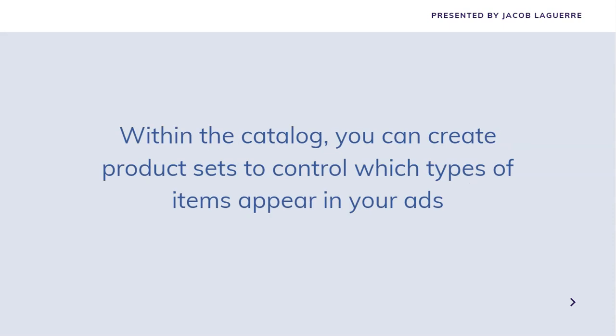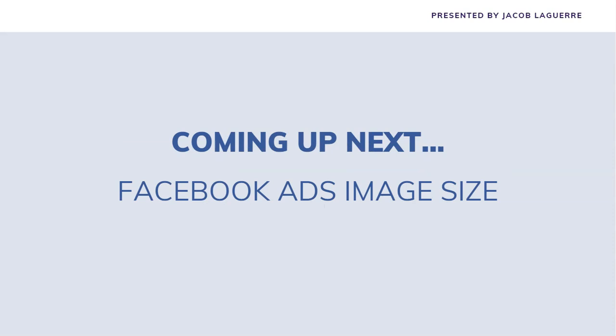Now within the catalog, you want to create products. You can create product sets that control which type of items appear in your ads, because you want to make sure that your product sets have a consistent theme among each one of them. You don't want a product set that has two totally different things, like men's items and children's items, which are just two totally different scenarios. You want to make sure that the items in the product sets you create are related to one another. So something to keep in mind.